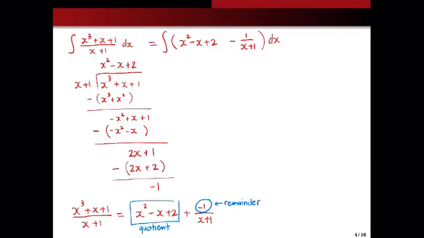The remainder is just negative 1. But you write the whole expression here, negative 1 over x plus 1, because you cannot divide your negative 1 by x plus 1 anymore. And for completion, of course, you have this guy here, so this is your dividend. And then this guy here is your divisor. So far, so good.